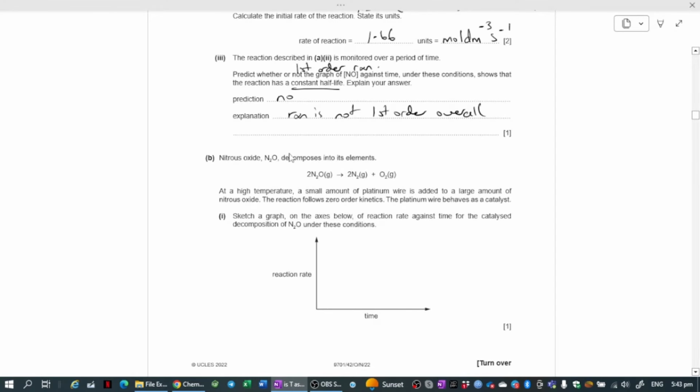Then we continue to part B. Nitrous oxide N2O decomposes into its elements. At a high temperature, a small amount of platinum wire is added to a large amount of nitrous oxide. The reaction follows zero-order kinetics. The platinum wire behaves as a catalyst. Sketch a graph on the axis below of reaction rate against time for the catalyzed decomposition of N2O under these conditions.